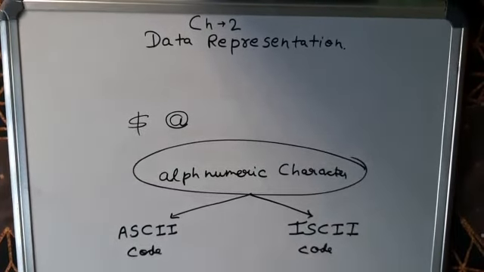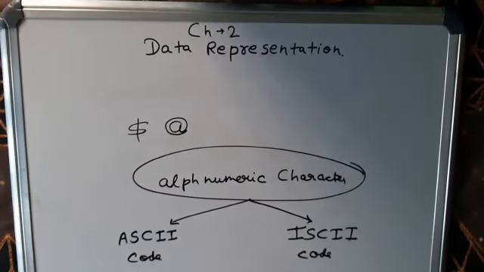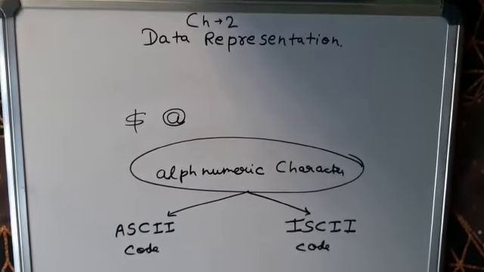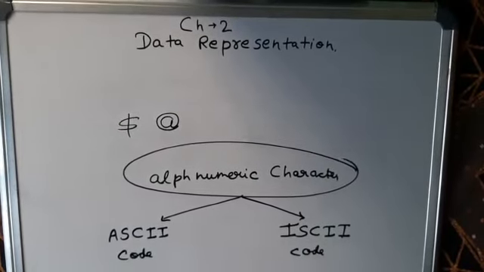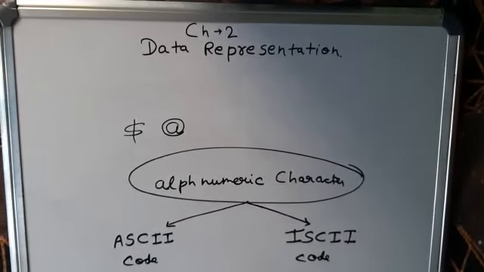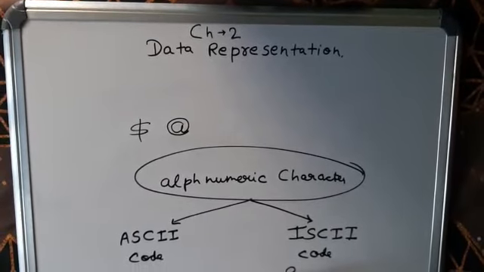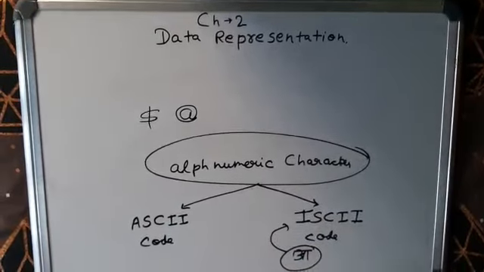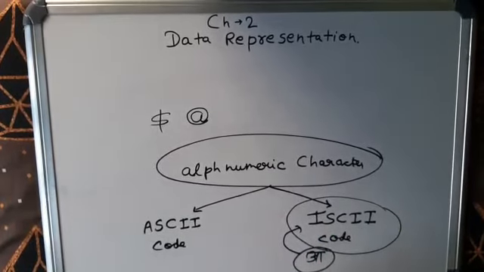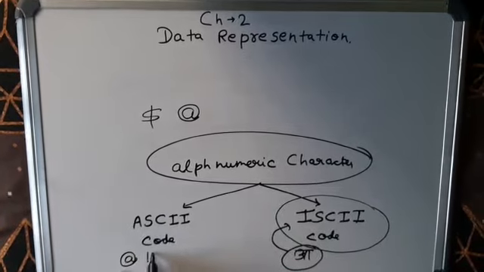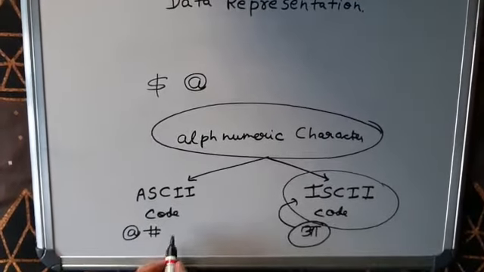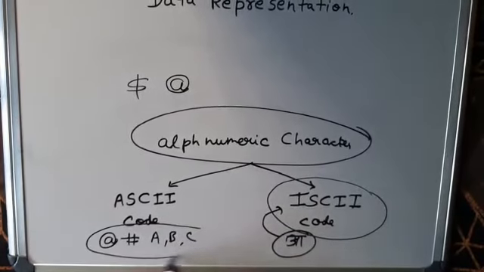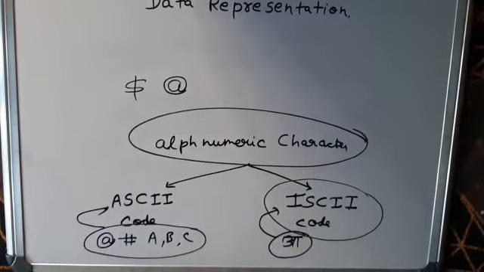For example, if you have to represent Hindi letters, Devanagari letters, Bengali letters or any kind of other language characters in your computer, you have to use ISCII code. And if you have to represent at the rate, hashtag, A, B, C or any other character in the computer, you have to use ASCII code.